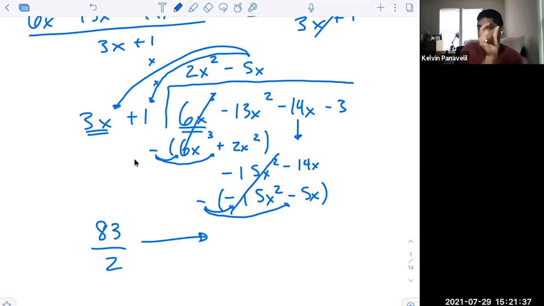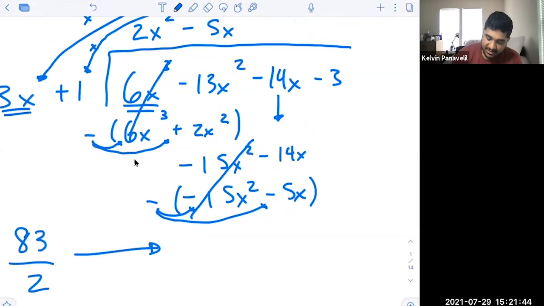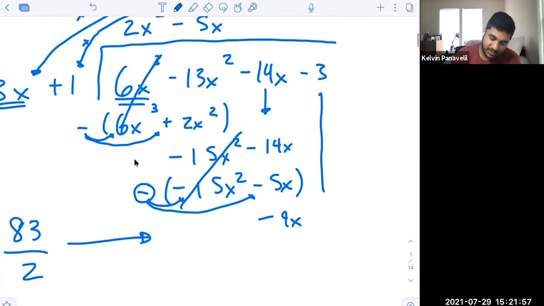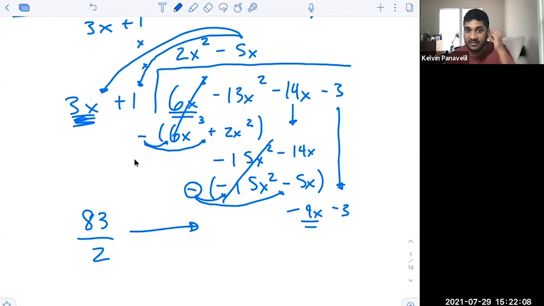And that first term is always going to cancel out until you get to that remainder. And then we have negative 14x minus a negative 5x, which means plus 5x, which would be equal to negative 9x because we're adding 5x. And then let's finally bring down that negative 3. And now we ask the same question. How many times does 3x go into negative 9x? How many times, guys? Or basically, 3x times what is negative 9x?